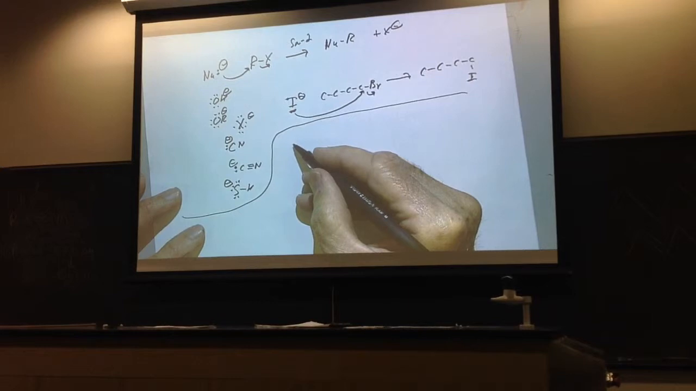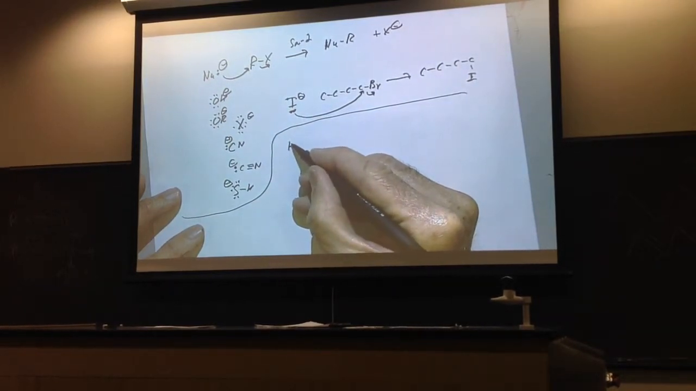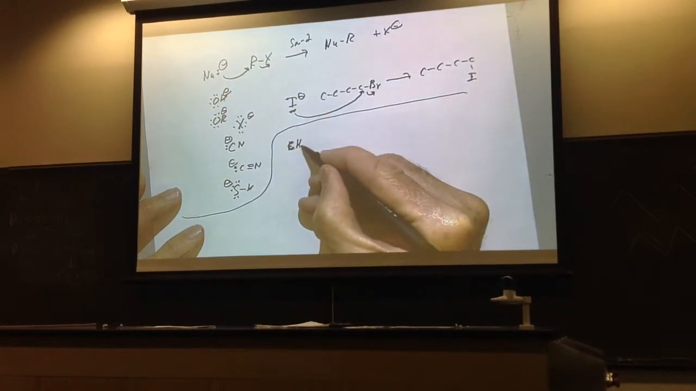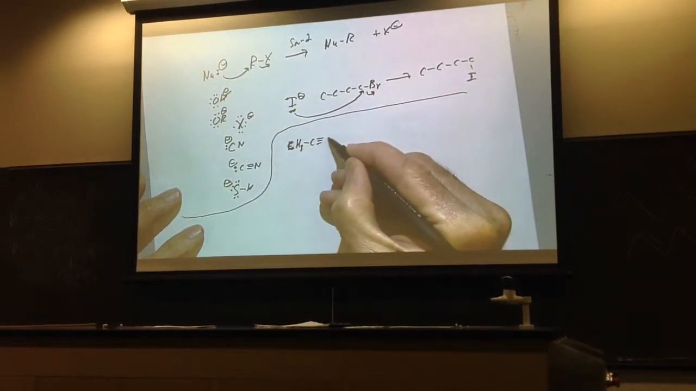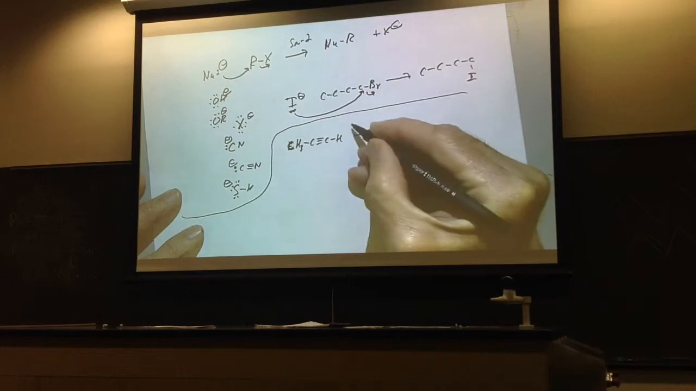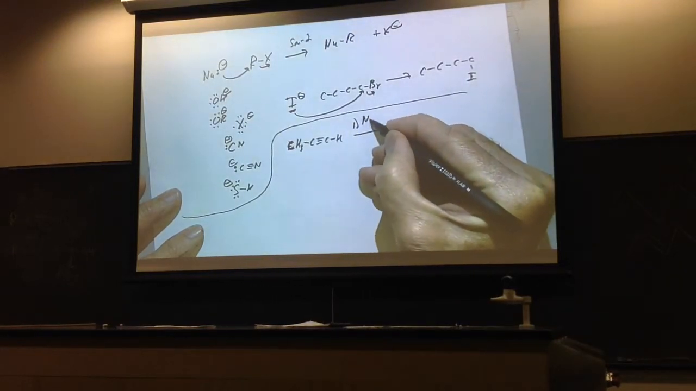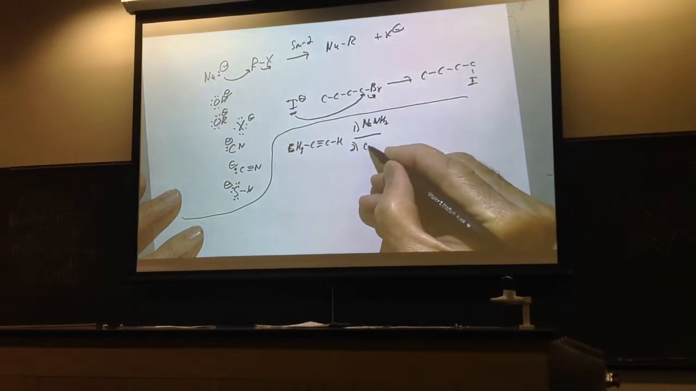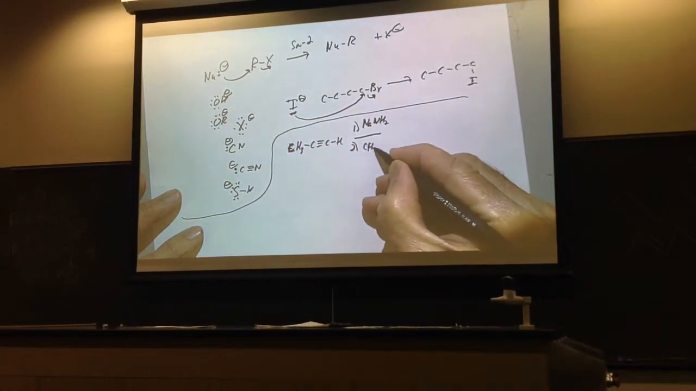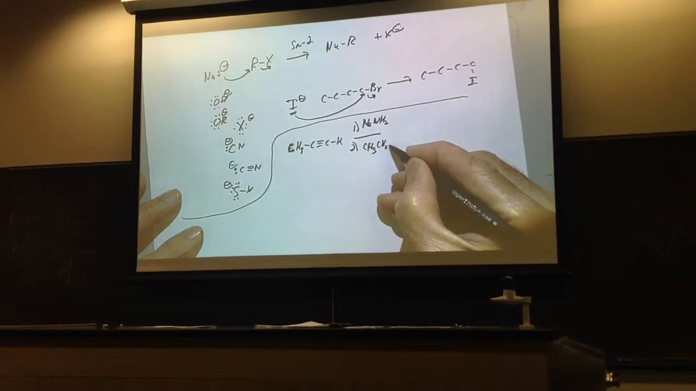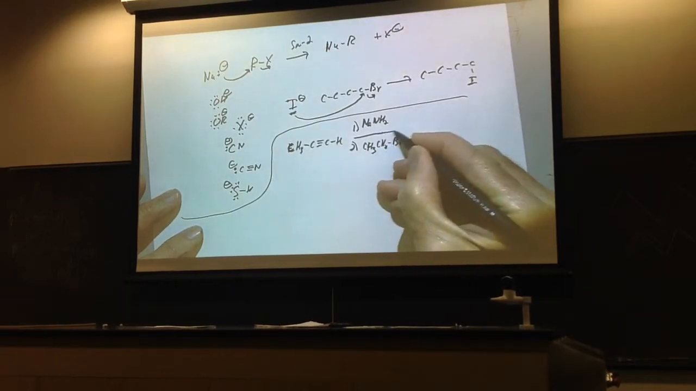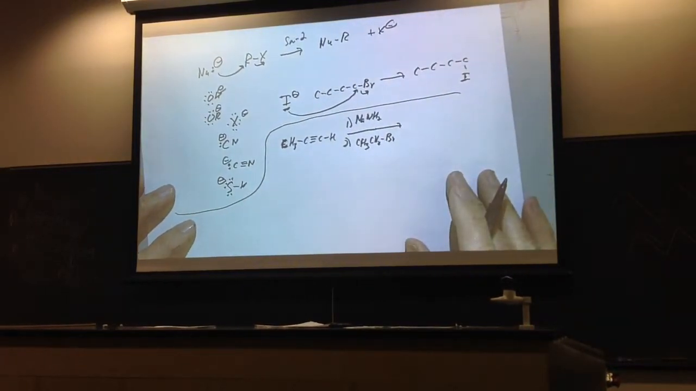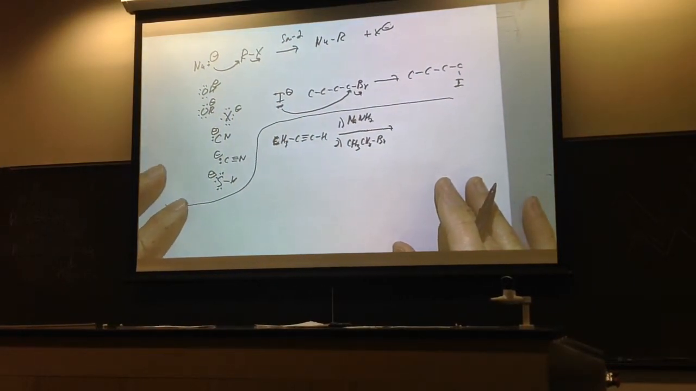So, can you give me the product of this reaction? It's a two-step process. We're going to start with this. Step one, we're going to add sodium amide. Step two, we're going to add CH3CH2Br. Can you give me the products, or the organic product of this reaction? That's all I care about.